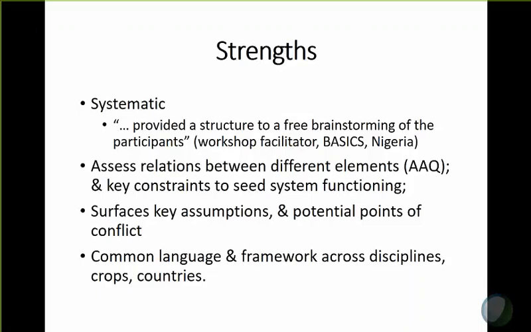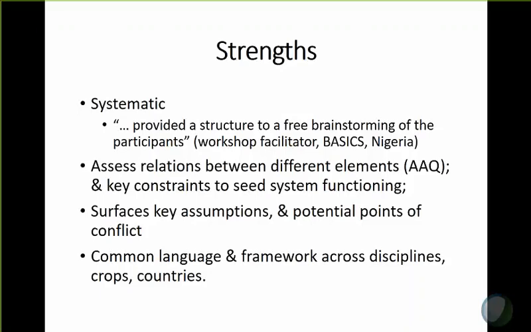What we also found is that by involving different stakeholders and looking at the seed system from a holistic point of view, it starts to identify what assumptions people are working with, and it's good that those assumptions become explicit. And then also, what are the potential points of conflict between different stakeholders that would need to be addressed through either better communication or coordination.